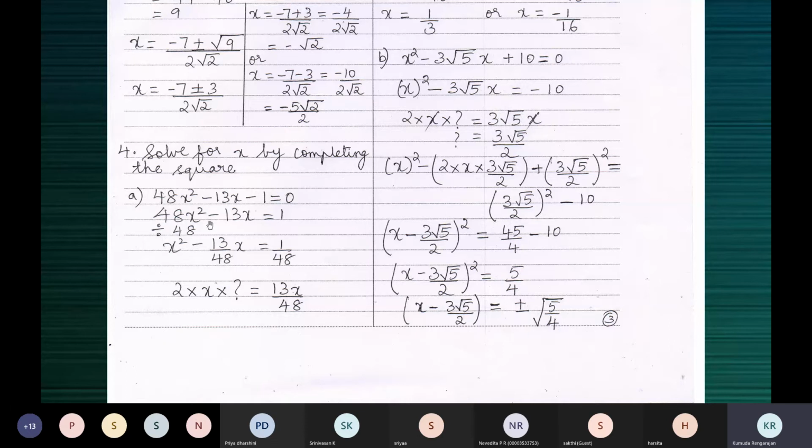Next, we'll take up the middle term, which is 2pq. I'm using pq because I don't want to use x. So this is that 2pq term. Okay, it's minus 2pq. That's fine. This is 2pq, which is 13x by 48.